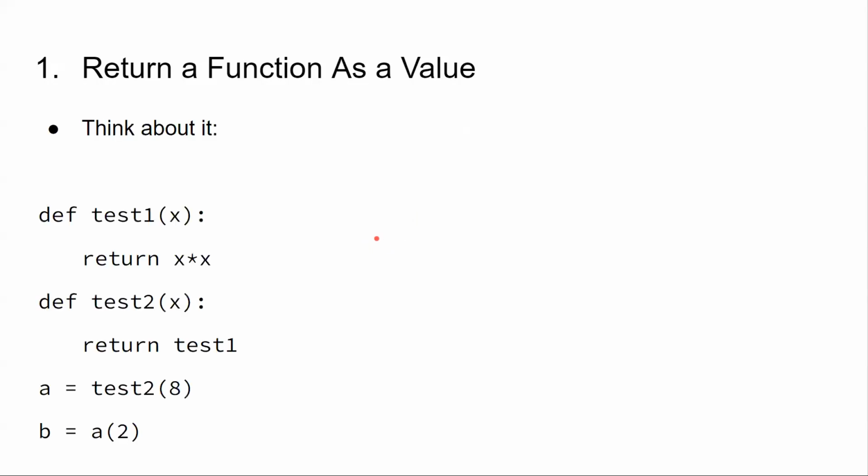So think about this code right here. We have defined test1, return x squared, and define test2, x, return test1, and a is test2(8), and b is a(2). It's weird here, right? Because you can have a variable which can be called. Like only functions can be called in code, of course.